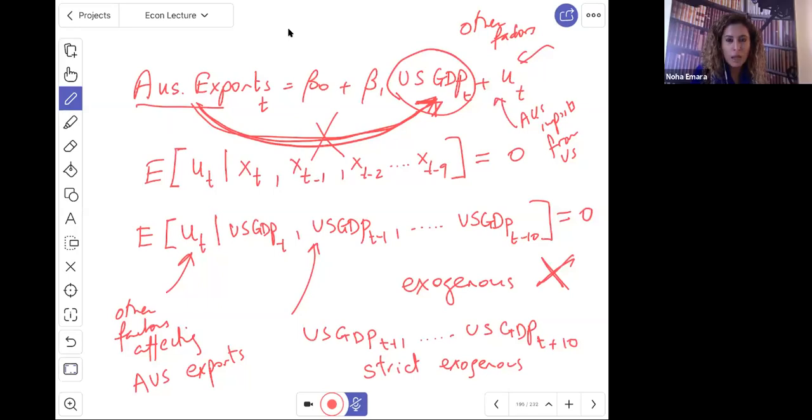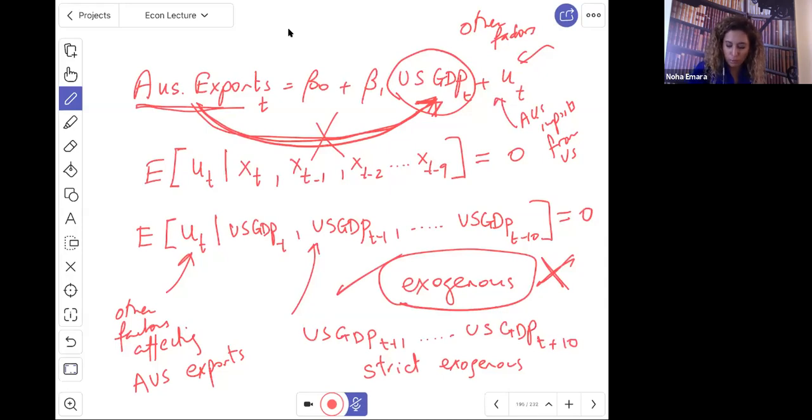Okay, so the most challenging part of this topic is trying to think deeply about the model, in order to be able to say that the regressors are exogenous. If I'm able to make the argument that one of the factors affected by Australian exports is the Australian imports, and if Australian imports from the US insignificantly affect US GDP, then this condition is satisfied.